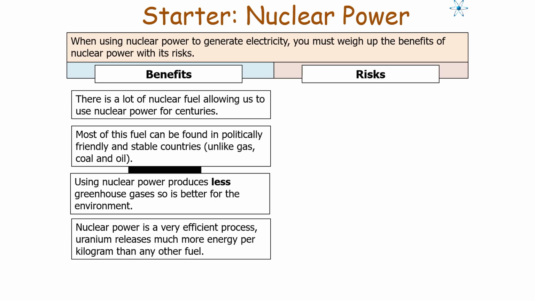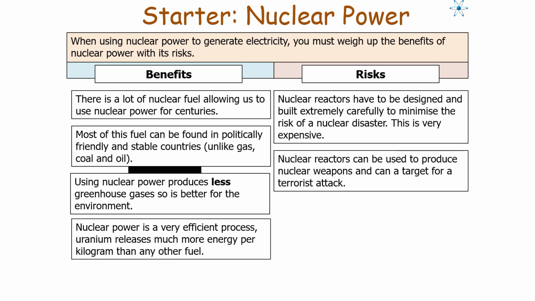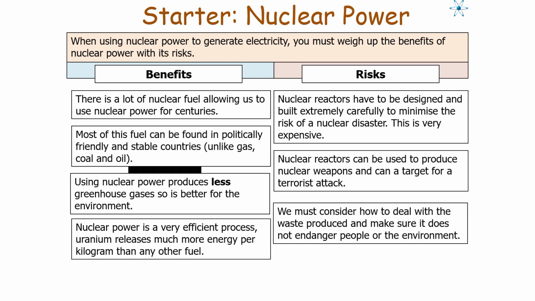However, what are the risks? Well, the risks are that nuclear reactors have to be designed and built extremely carefully to minimise the risk of a nuclear disaster. The nuclear reactors can be used to produce nuclear weapons and can be a target for a terrorist attack. We've got to consider how to deal with the waste produced and make sure it doesn't endanger people or the environment. So we've got both our benefits of nuclear power but also the risks of nuclear power as well.